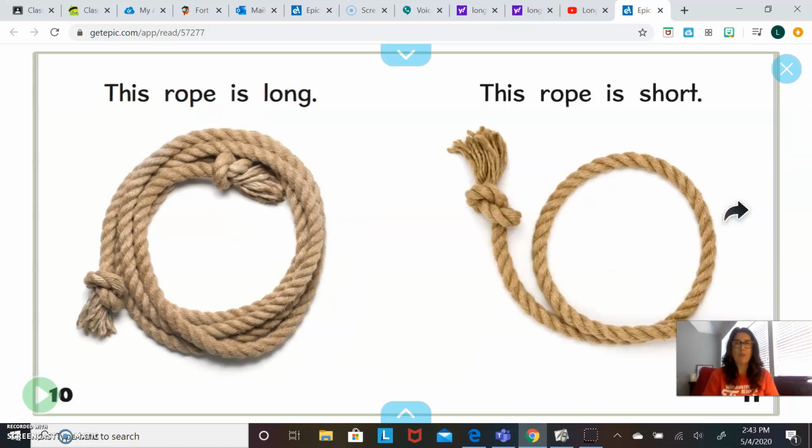The rope is long. The rope is short. We can tell that this rope is longer because look how it goes around in circles a few times, right? It goes around 1, 2, about 4 times. Look at this one. It just goes around in one loop. So this rope is short, this rope is long.